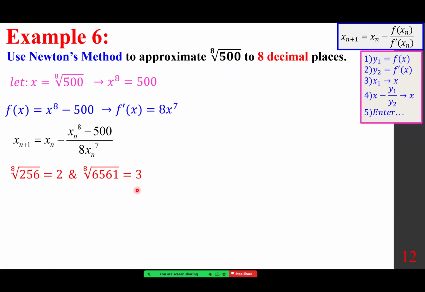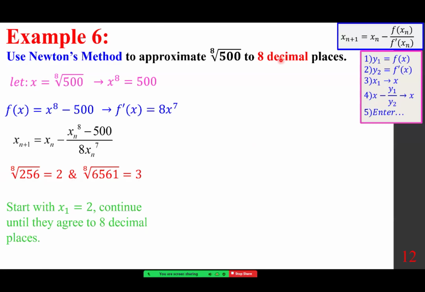So it doesn't matter which one you use. Any of them you use will come up with the same answer, as long as you can show work for the first couple of steps, then you use a calculator. So let's start with this one as x sub 1. Start with x sub 1 equals 2, continue until they agree to 8 decimal places. Why 8? Because they said so.